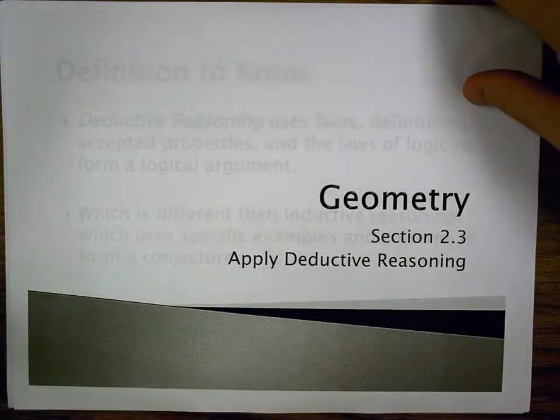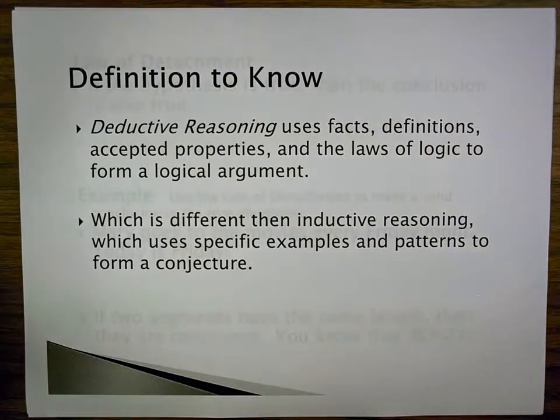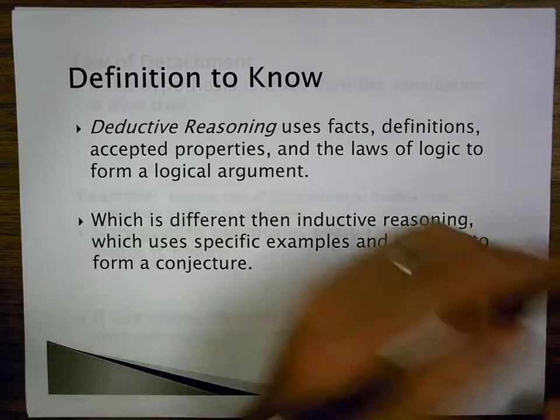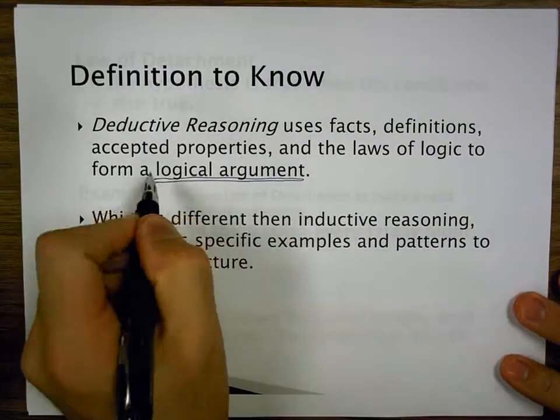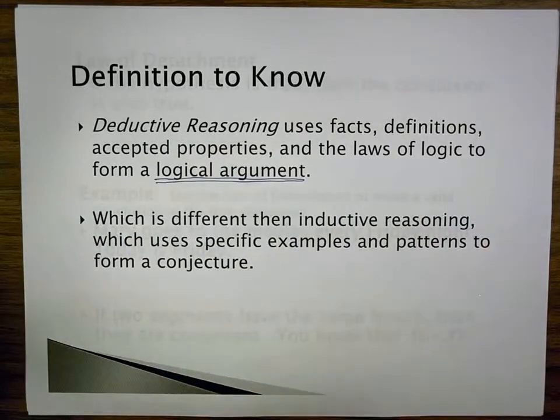In section 2.3, we're looking at deductive reasoning. Deductive reasoning uses facts, definitions, accepted properties, and the laws of logic to form a logical argument. And a logical argument is a key thing we're going to see in this class as we move forward and start looking at proofs. Proofs are essentially a logical argument.